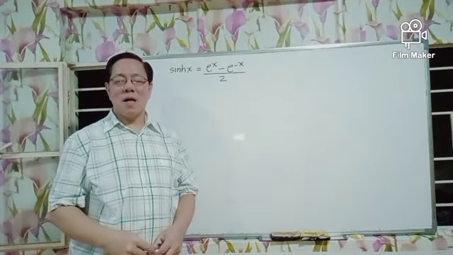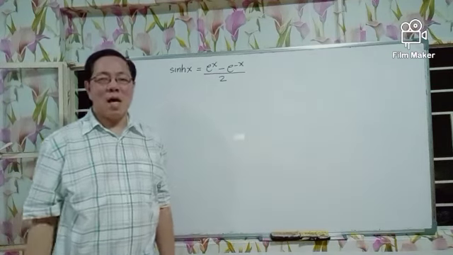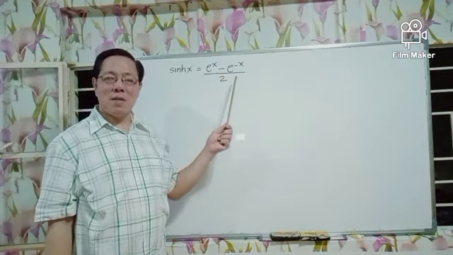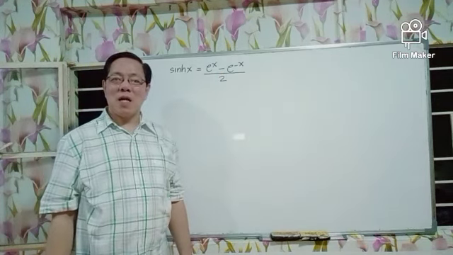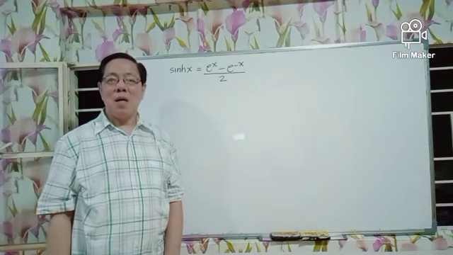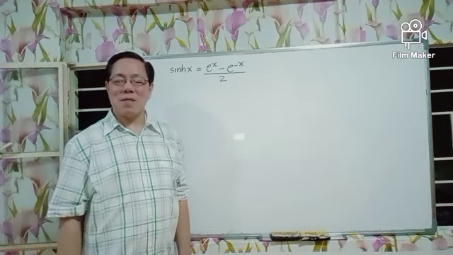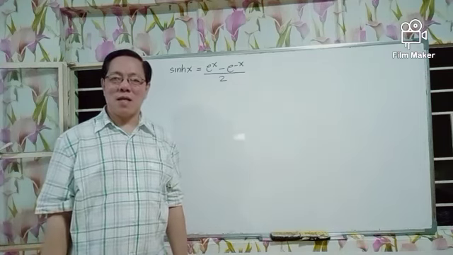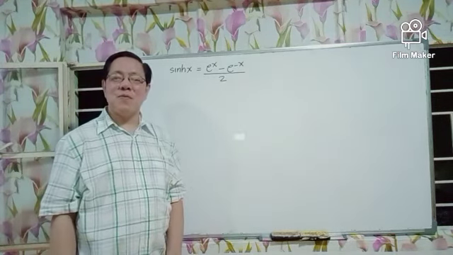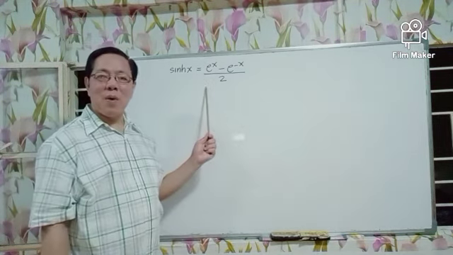And you may notice that the only difference between the hyperbolic cosine of x and the hyperbolic sine of x is the sign between e to the x and e to the minus x. For hyperbolic cosine of x, the sign between e to the x and e to the minus x is positive. But for the hyperbolic sine of x, the sign between e to the x and e to the minus x is negative.